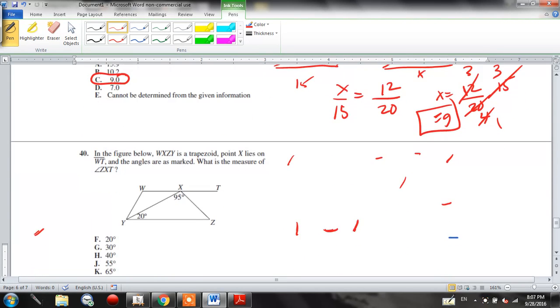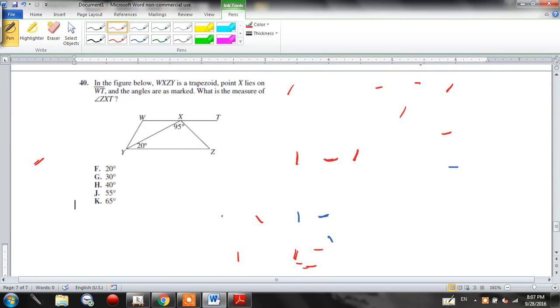That's similar triangles. Okay, let's erase some of this. In the figure below we have a trapezoid. Point X lies on WT, and the angles are as marked. What is the measure of angle ZXT? We want to know what this is.